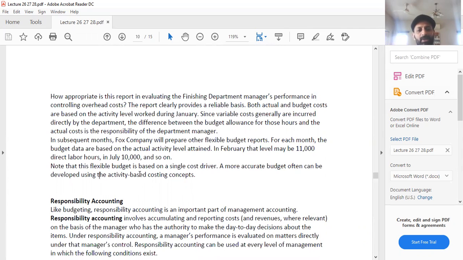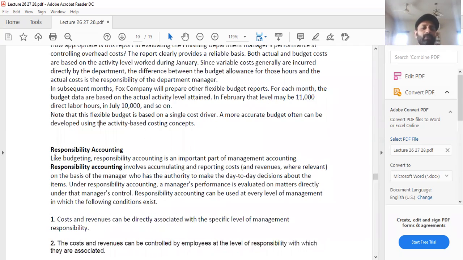Note that this flexible budget is based on a single cost driver. A more accurate budget often can be developed using activity-based costing concepts. If you remember, we did ABC before. So this is the end of lecture number 27. In lecture number 28, maybe we will do responsibility accounting.